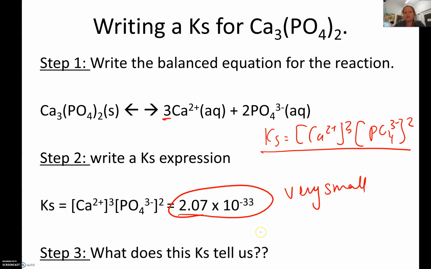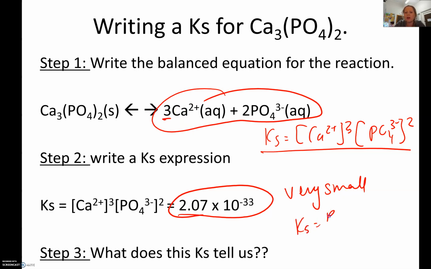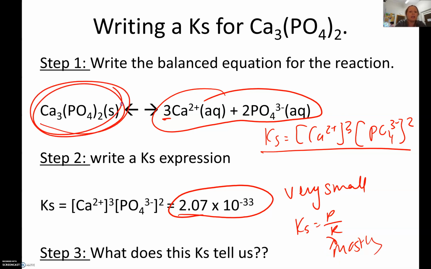And so if you get a very small Ks, what that tells us is that we don't have very many ions at all, because it's products divided by reactants. Remember, that's what it means. So if we have a very small number, we've got hardly any products, and we've mostly got reactants. And if we've mostly got reactants, that means we've mostly got our ionic substance still intact. And if that's the case, that's telling us that calcium phosphate is not very soluble at all. That's the conclusion we can draw from this situation.